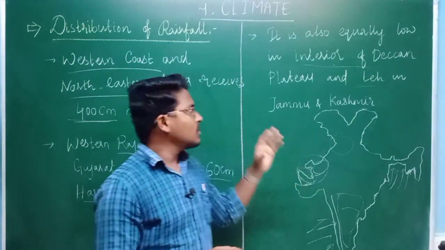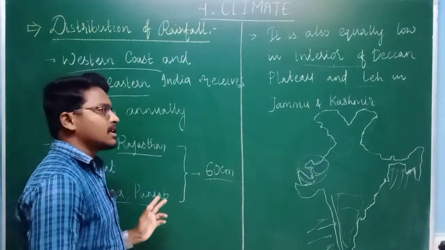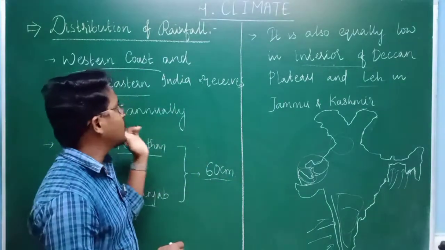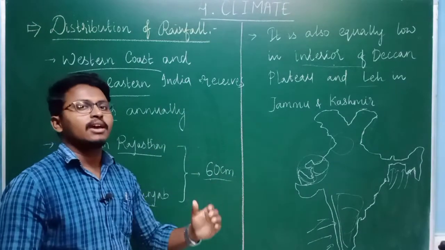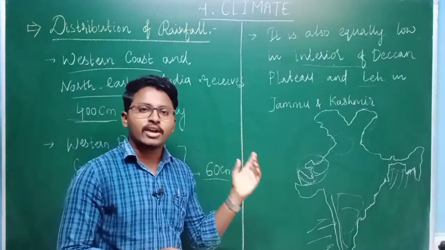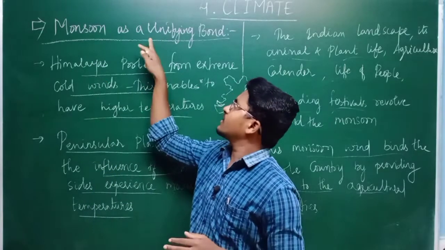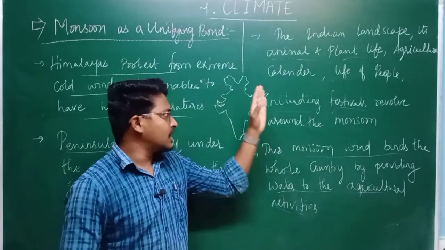So this is how the rainfall is distributed over the country in the different regions. So next we will see how this monsoon will unify our country, or you can say how monsoon acts as a unifying bond to the country. Let us discuss how this monsoon acts as a unifying bond for the entire country.